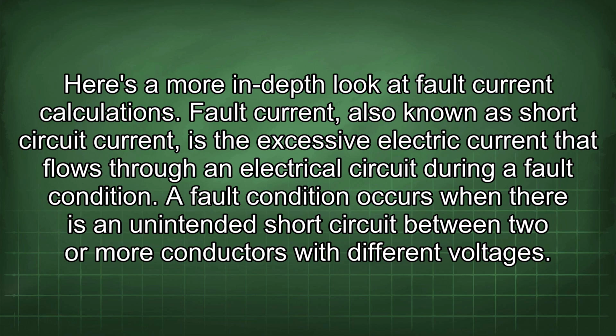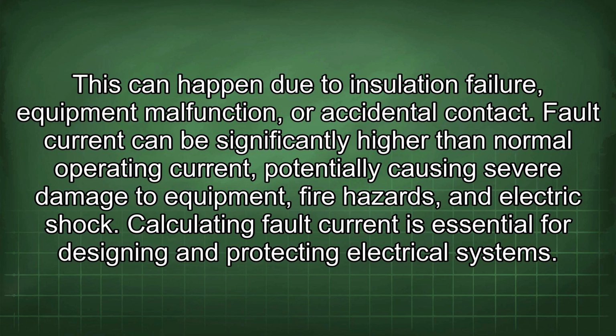Fault current, also known as short-circuit current, is the excessive electric current that flows through an electrical circuit during a fault condition. A fault condition occurs when there is an unintended short circuit between two or more conductors with different voltages. This can happen due to insulation failure, equipment malfunction, or accidental contact. Fault current can be significantly higher than normal operating current, potentially causing severe damage to equipment, fire hazards, and electric shock.